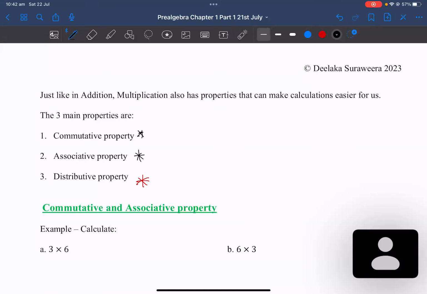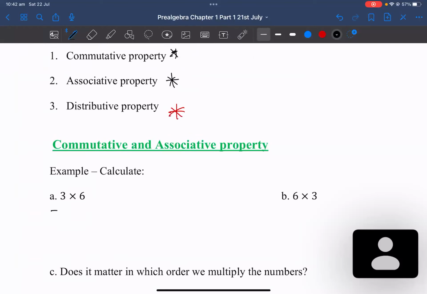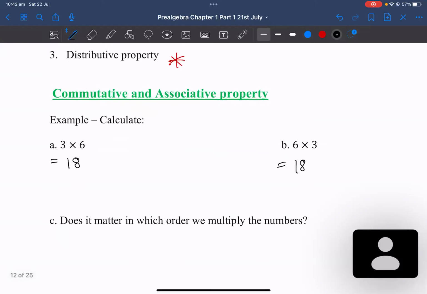So the first one is, I want you guys to calculate these 2 really easy questions. What's 3 times 6? 18. What's 6 times 3? Also 18. Yep, very good. So my question for you guys is, does it matter the order we multiply the numbers in? No. The order doesn't matter. Just like in addition, you can rearrange.